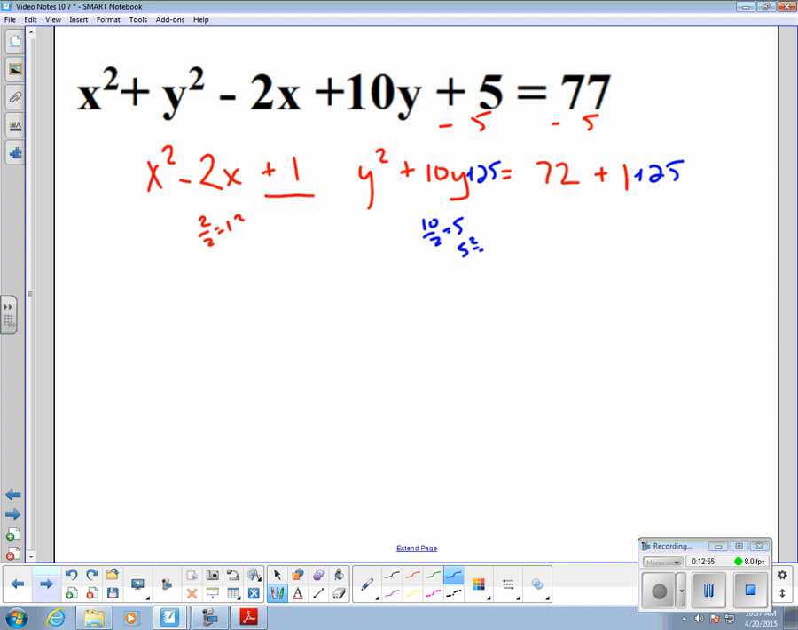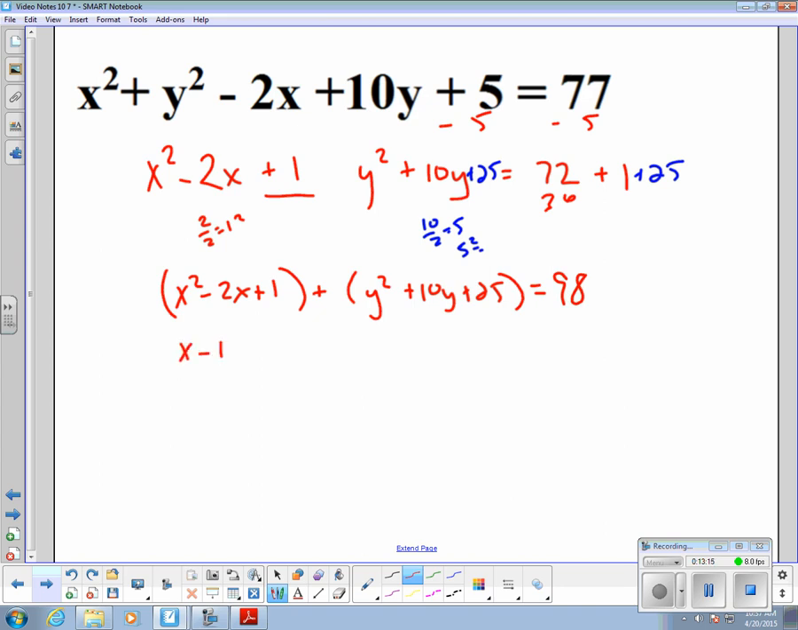So I've got here x² - 2x + 1 + y² + 10y + 25 equals, what's that, 26 there, so 98. And so now I've got to factor this. So that's going to be (x - 1)² + (y + 5)² = 98.